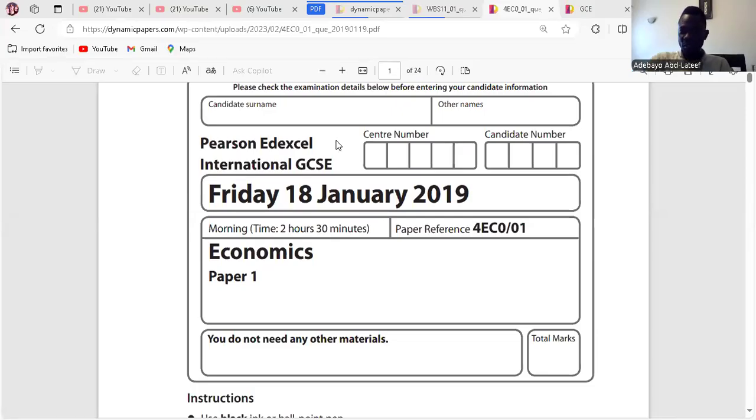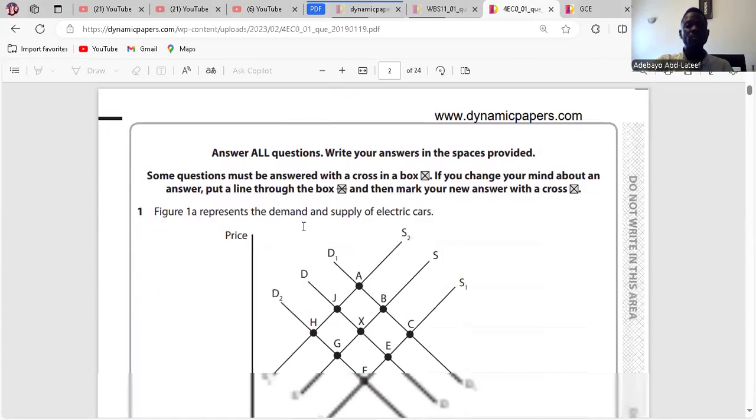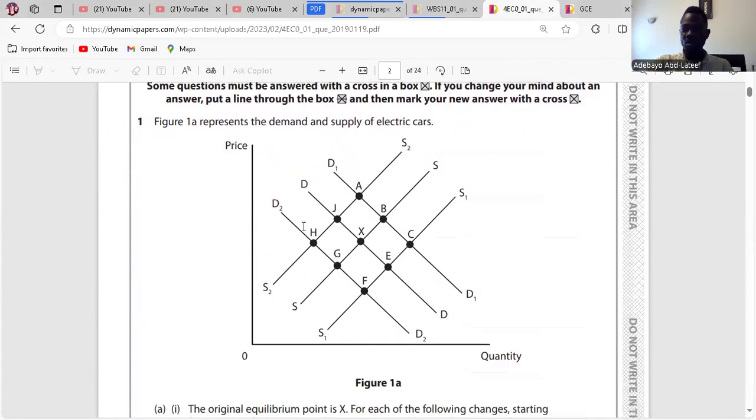We have Economics Paper 1, January 2019 for the IGCSE. Scroll down. So we have figure 1, which represents demand and supply of electric cars. So we have the supply curve and the demand curve. There's a shift in the demand curve and there's a shift in the supply curve. So go to the question.